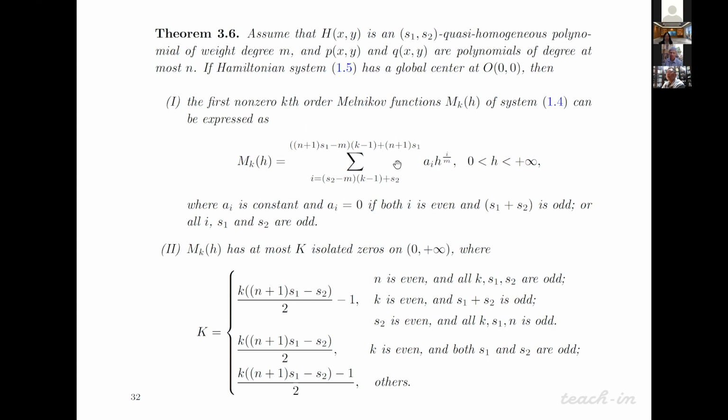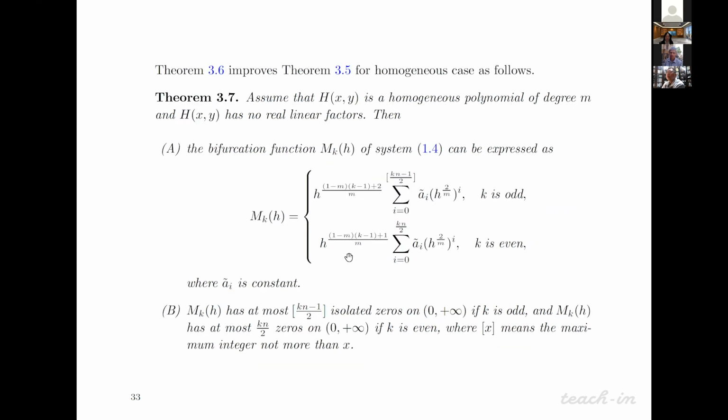If the number n and the k, s1, s2 satisfy this condition, the number is this way. If k and s1, s2 satisfy this condition, you get the number is this way. Another is this way. And using this theorem, we can improve the homogeneous case. You can get the number is less than the first part we got.